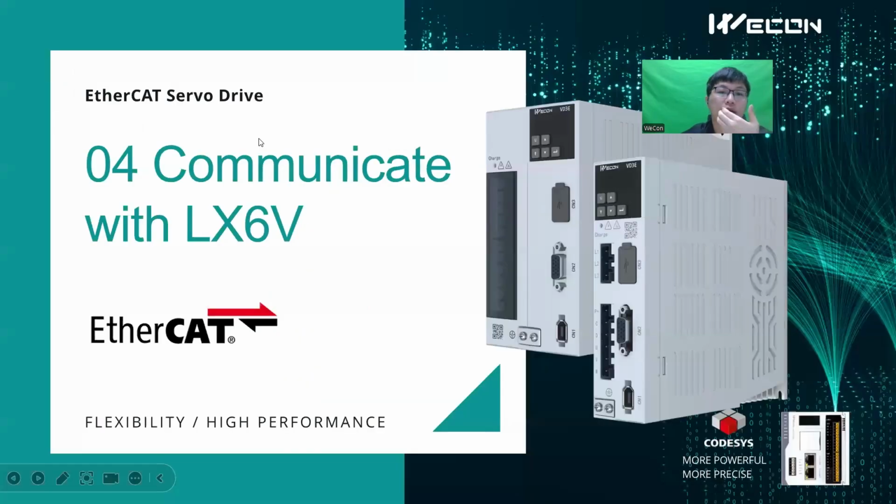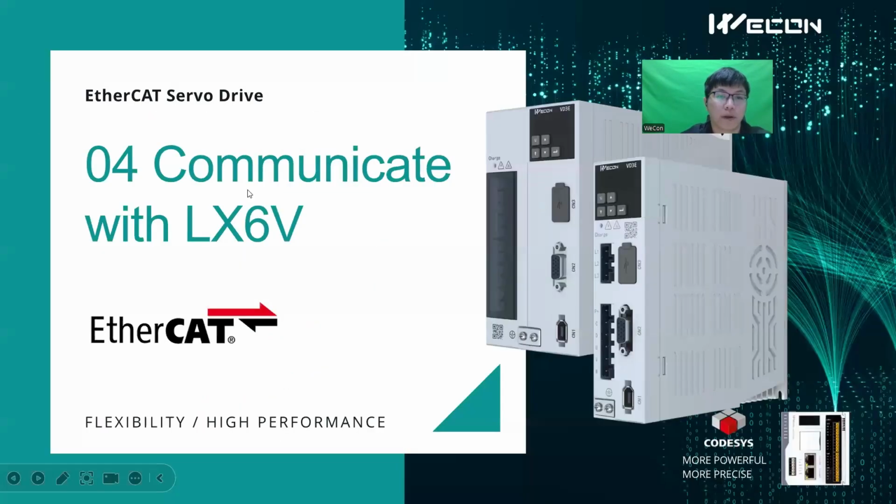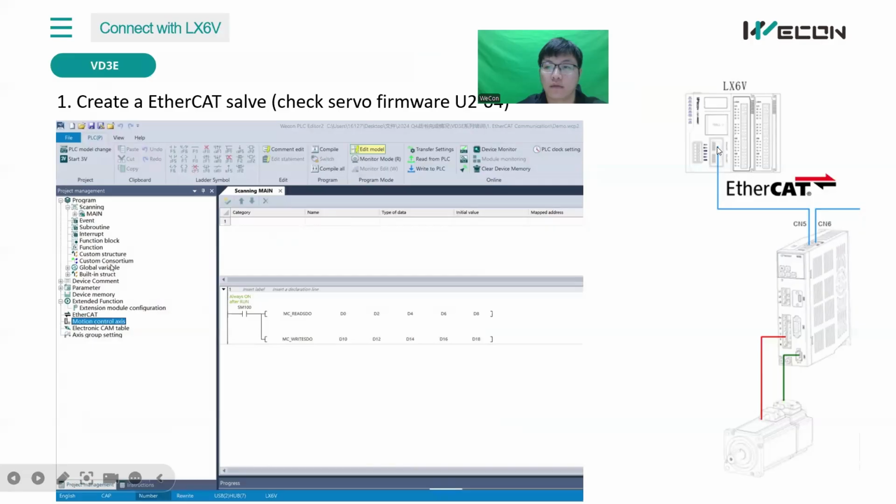Okay, and last I will introduce the communication between VT3E and 6V. First, wiring, just like this. In this video, I only connect one servo, so just connect one cable. You can check the video.